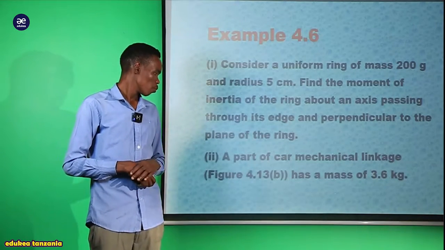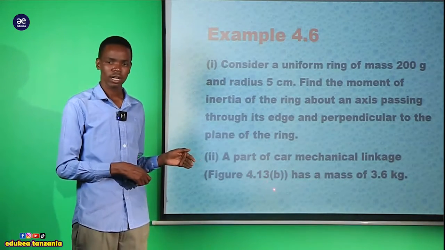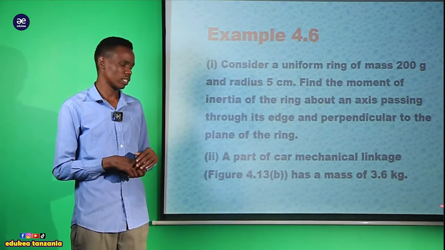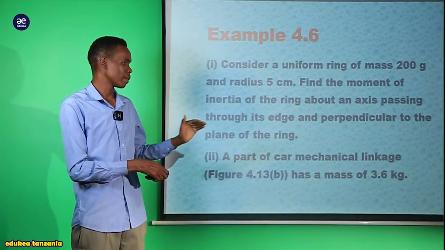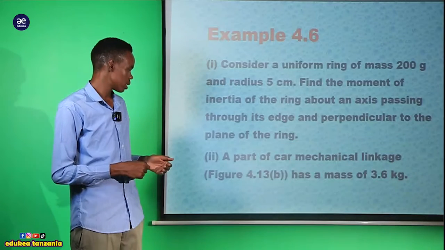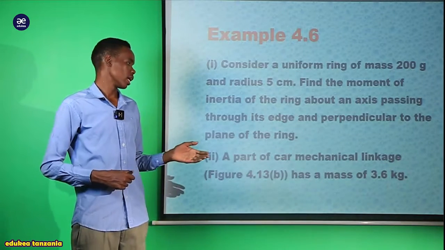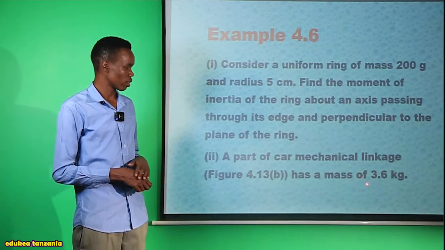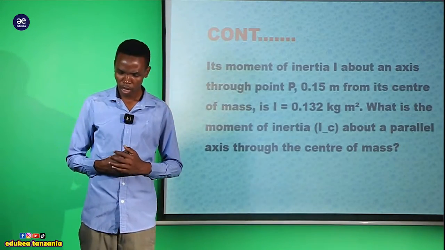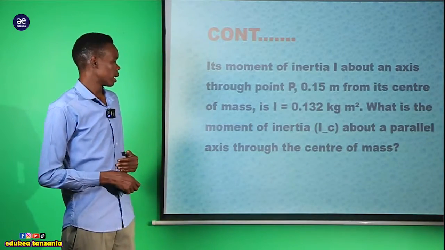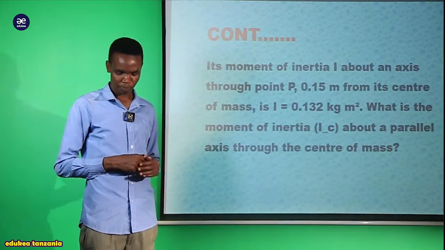But on part B here, a part of the car mechanical linkage, figure number 4.13b, has a mass of 3.6 kilogram. We were supposed to consider our figure number 4.3 located on the money beam here, which contained a mass of 3 kilogram. So here we have only 2 questions as we try to see, and this question involves 2 figures. We should go and try to see these figures here.